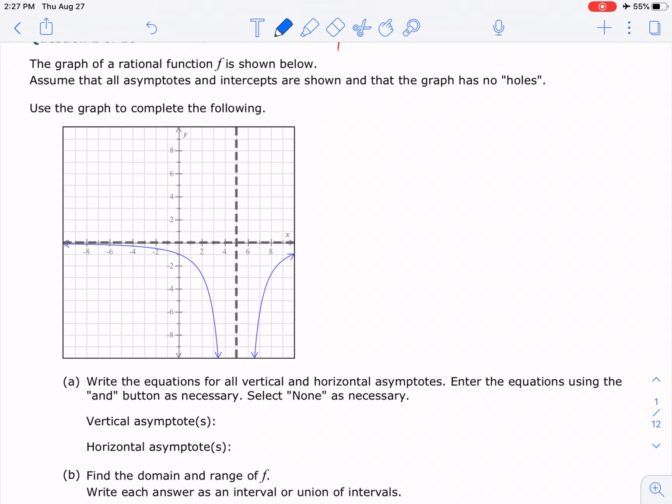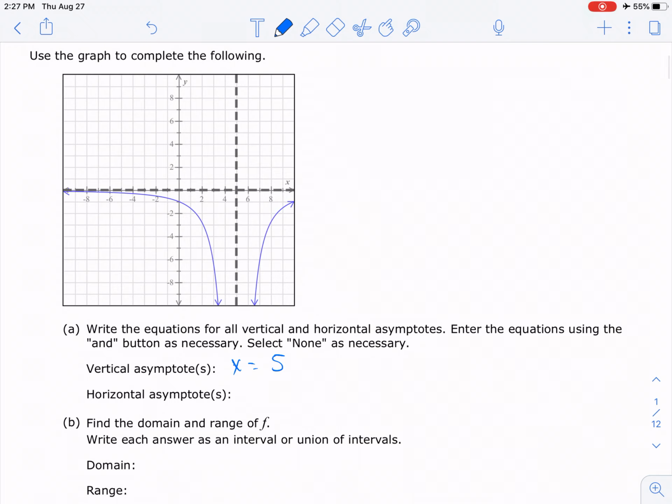I've noticed that a lot of students just simply put down the number, and you don't want that. If you just simply put down the number, that means nothing. So equation means you have to have the equal sign in there. All right, so let's take care of the vertical asymptote, which is this line right here. It's crossing 5. So the vertical asymptote is going to be x equals 5.